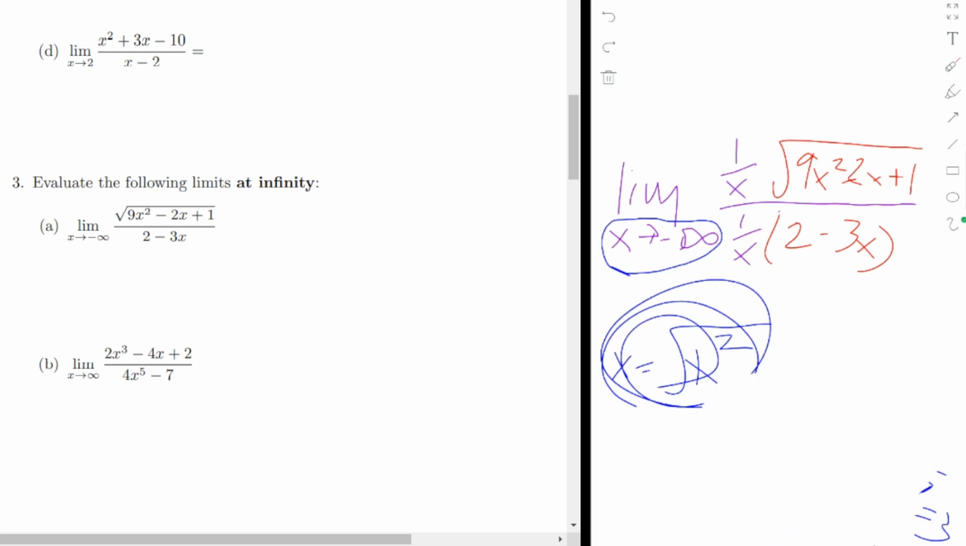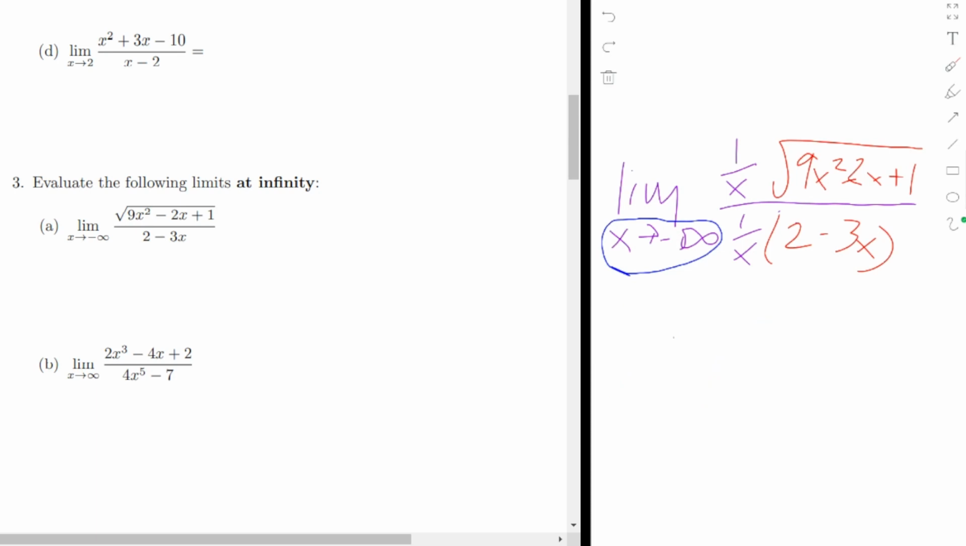Well, for negative numbers, we can't set x equal to the positive square root of x squared. So we instead have to use the fact that x is equal to negative the square root of x squared. All right, so I can distribute in the bottom just fine. So this is equal to the limit as x goes to negative infinity. In the bottom, I get 2 over x minus 3.